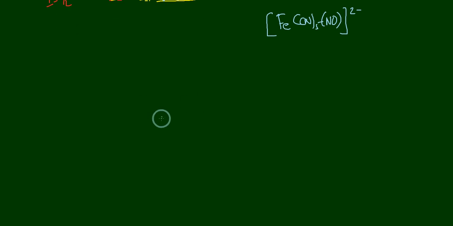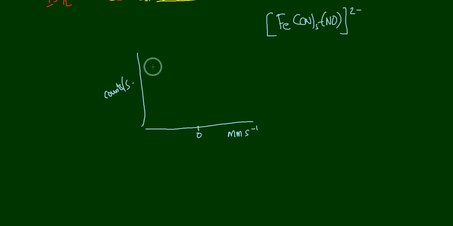If you are taking the Mossbauer spectrum of this compound, then you will see a spectrum like this. When we draw the Mossbauer spectrum, on this axis we have millimeter per second, and here we have counts per second. There will be one peak before zero, and just after zero there will be another peak. So actually there are two bands. This will be the Mossbauer spectrum of this Fe(CN)5NO2-.